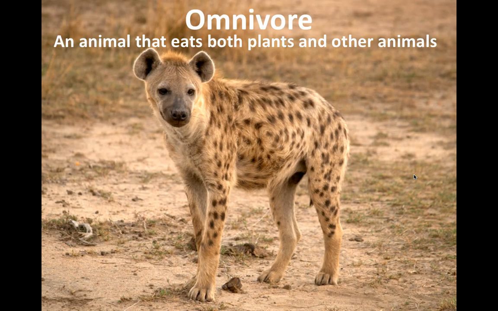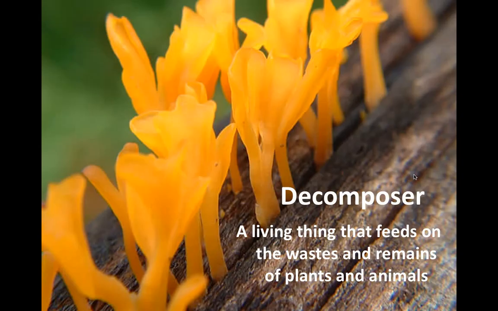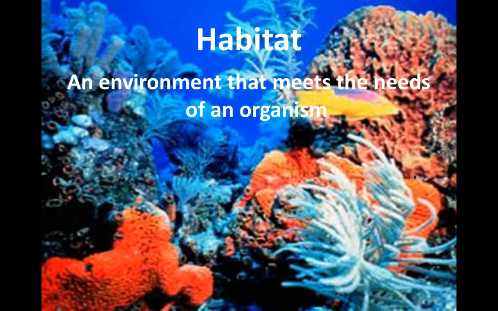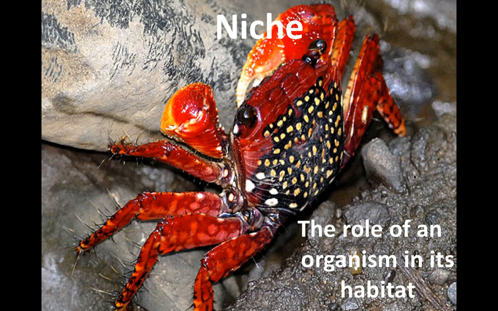An omnivore is an animal that eats both plants and other animals. A decomposer is a living thing that feeds on the waste and remains of plants and animals. Remember that a habitat is an environment that meets the needs of an organism. A niche is the role of an organism in its habitat.